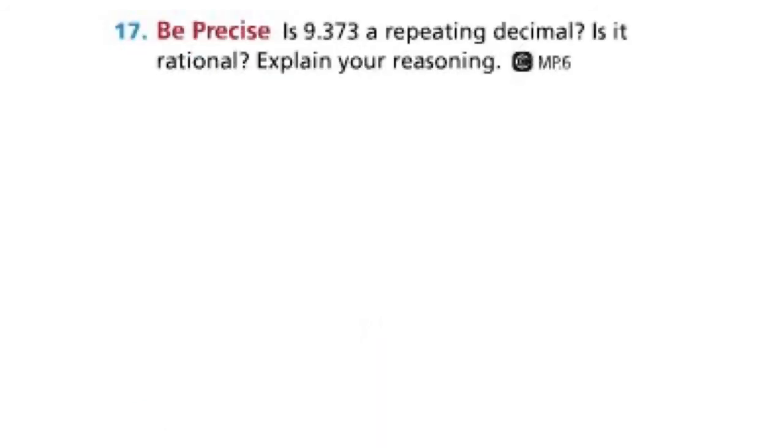Question 17. Is 9.373 a repeating decimal? Is it rational? Well, first of all, it is not a repeating decimal because there is no bar notation or ellipsis at the end of the problem. 9.373 would be repeating if we put a bar over it or had those 3 dots at the end known as an ellipsis. It is rational, though, because it is a terminating decimal.